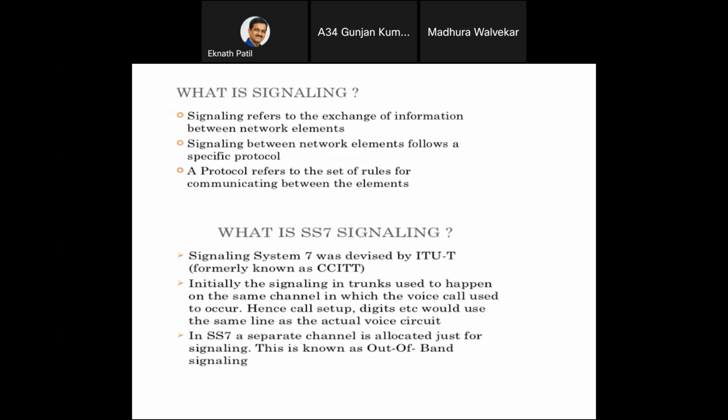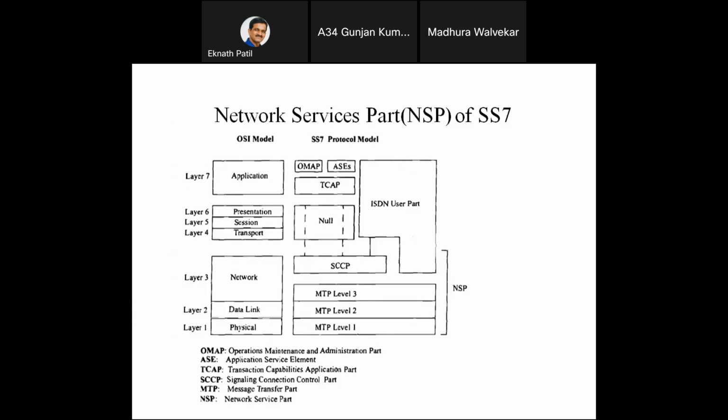What is the SS7 signaling? Signaling System 7 was devised by the ITU-T, International Telecommunication Union, T, formerly known as the CCITT. Right, so it's a name only. Initially, the signaling in trunk used to happen on the same channel in which the voice call used to occur. Hence, call setup digits etc. would use the same line as the actual voice circuit. In SS7, a separate channel is allocated just for signaling, and this is known as out-of-band signaling.